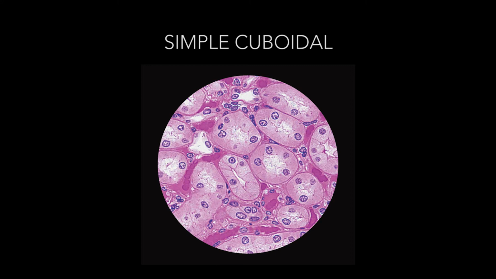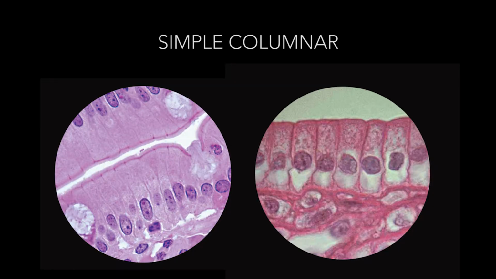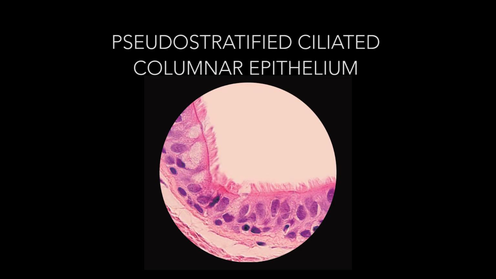Cuboidal cells are usually associated with kidney tubules, so you find these in the kidneys. Simple columnar, as you see here, are usually in the digestive tract, and if they're ciliated, they'll be in the oviduct of the female. Pseudostratified ciliated columnar epithelial cells are found in the respiratory tract, especially in the trachea and the upper part of the tract.